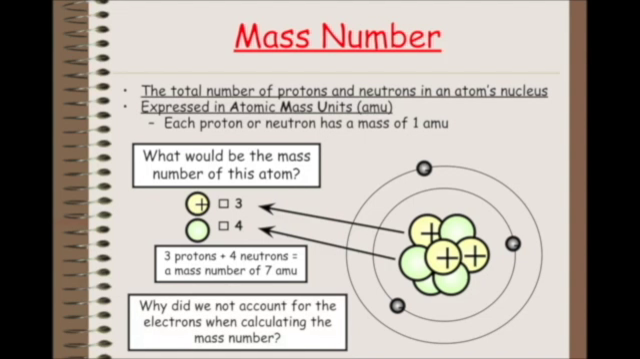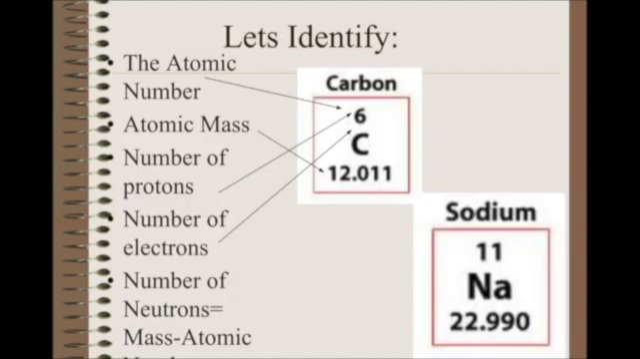Now, here's a hint. Why do we not account for electrons when calculating the mass number? That is because they are so small and so light. They do not have any significant change to the mass. The only thing that really affects the mass is the protons and the neutrons.